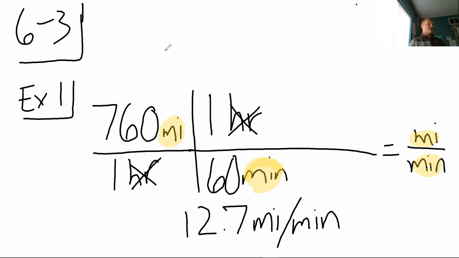Any questions there on how I did that? Do you guys remember doing conversions like this a little bit last year in science, and then maybe in math last year? Logan? Yeah? Madeline? Okay. All right, so let's move on to example number 2. How many examples do we have? 4? Yeah, okay.